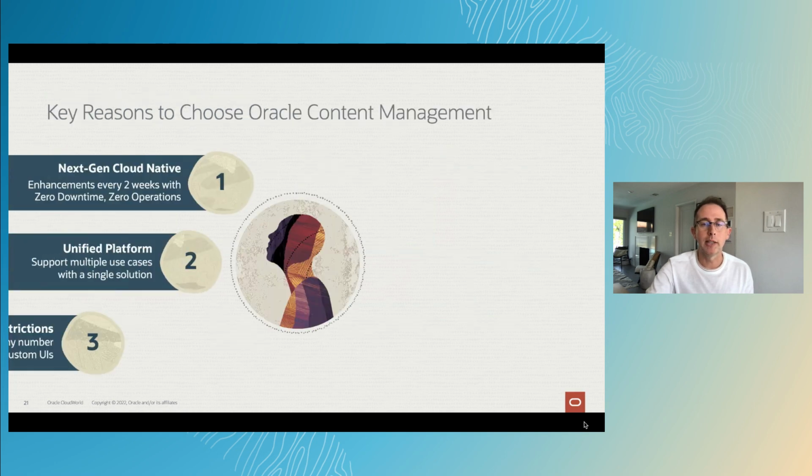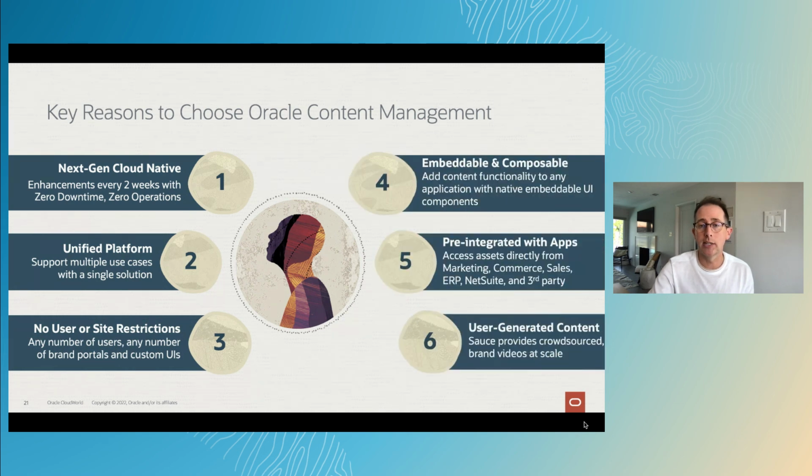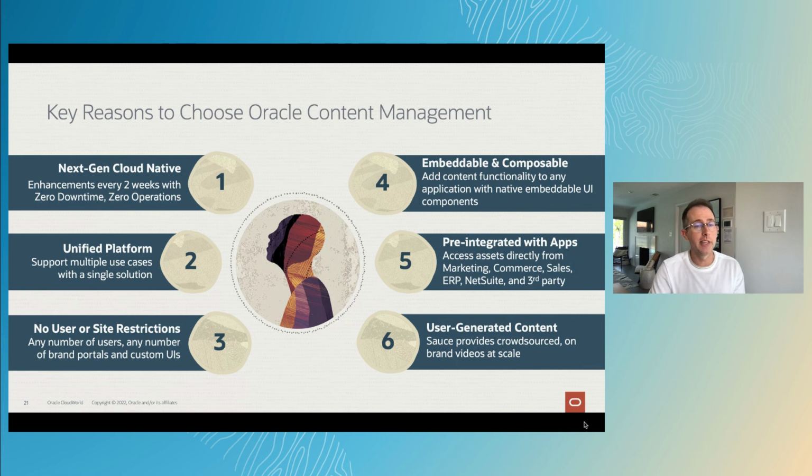And if we take a look quickly at the 6 reasons why organizations choose Oracle Content Management, I've touched on a lot of these, but the first one is this is a modern cloud native application, super easy, low maintenance. We update it every 2 weeks. You're always going to have the latest and greatest. The second one is the sheer multitude of use cases that the application supports within a single solution, so the ROI tends to be really, really high. The usability is really high, and people love that they start with one use case and then it's very easy to add the next.